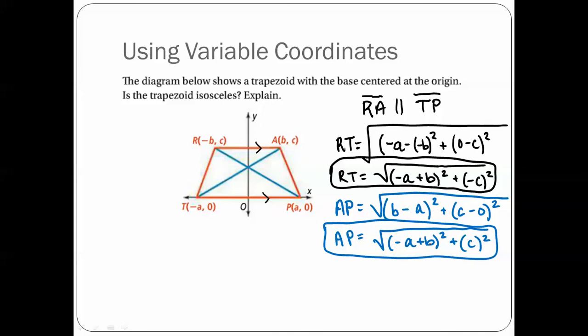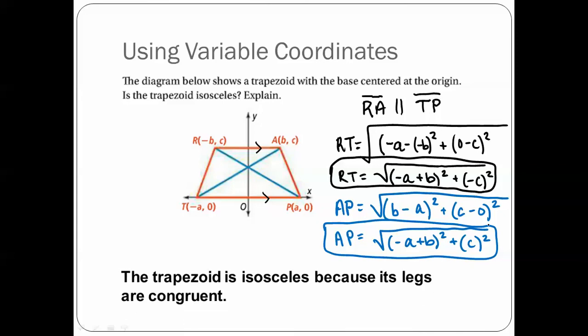And then AP, notice I get something very similar. The square root of the quantity of negative a plus b squared, that's the same as RT. And then it's just positive c squared. Well, is positive c squared and negative c squared the same thing after you square it? Like negative c times negative c will give you positive c squared, and c times c will give you c squared. So these are in fact the same. So we know that the trapezoid is isosceles because its legs are congruent.